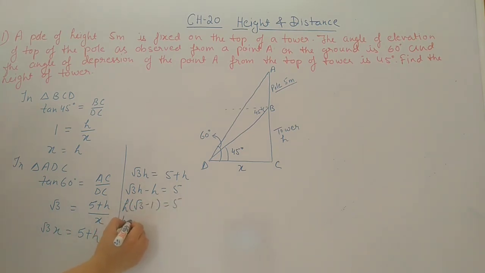Substitute the value of √3: h(1.732 minus 1) equal to 5. So h into 0.732 equal to 5. So h will be 5 by 0.732. Remove decimal and divide it. Height of tower you will get 6.83 meter.